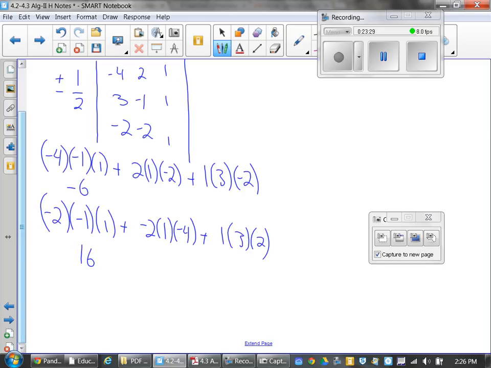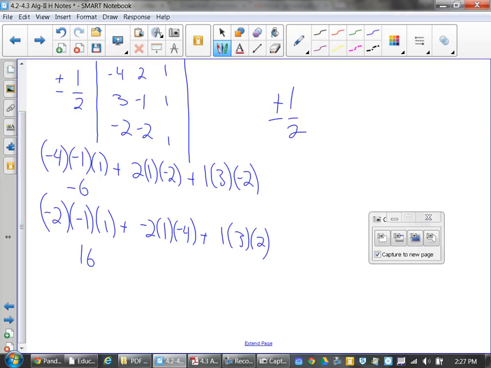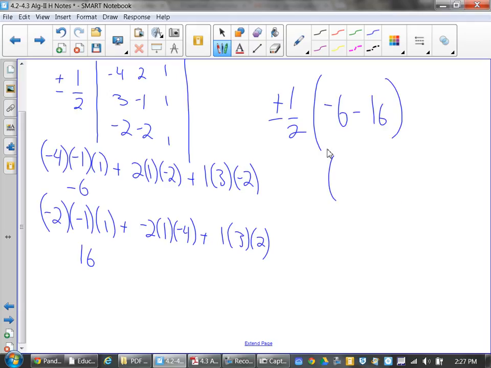Wait, it looked like you had a negative 2 on the bottom row. They're both negatives. Oh, no, I'm all right. Because this 1, 3, and 2 goes 1, 3, and 2, 1 down. I got 2. Okay. So then I find out it's going to be plus or minus 1/2 of -6 minus 16. So it's -22 inside. So I multiply it by the -1/2, which gives me 11 for my area.